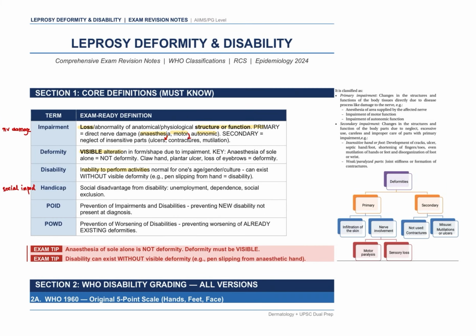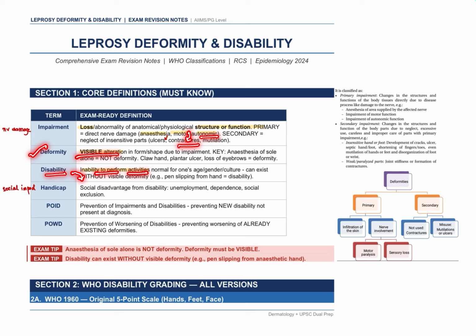Leprosy, deformity, and disability. So these terms are a sequence from nerve damage to social impact. Impairment means loss of any structure or function. So either nerve can be damaged, so anesthesia can be there leading to ulcers, motor deformity leading to contractures, or autonomic function loss. Then any visible alteration is defined as deformity, and disability is inability to perform any activity. It can either be due to anesthesia without visible deformity, or there can be visible alteration.